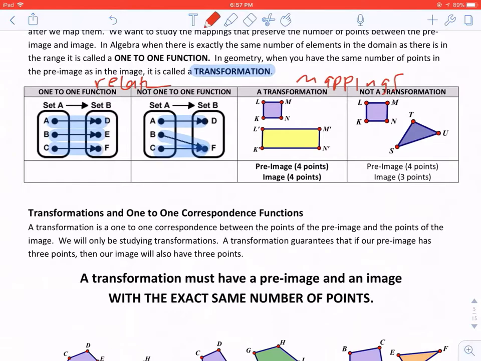The first shape, the pre-image, we'll assume it's the top one because there's no primes on it. It has 4 vertices, 4 segments. The image, the yellow figure, has primes. That means it's going to be the image. It has 4 vertices and 4 sides. That's a transformation. This last picture over yonder has a rectangle and a triangle. If the rectangle is the pre-image and the triangle is the image, this is a mapping, but it's not a transformation because they don't have the same number of points.